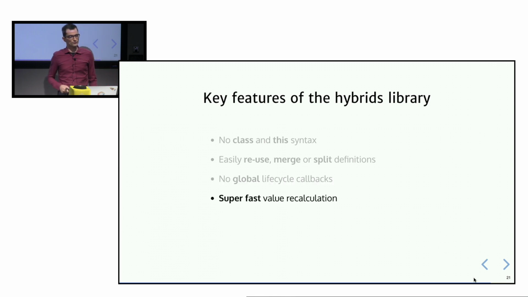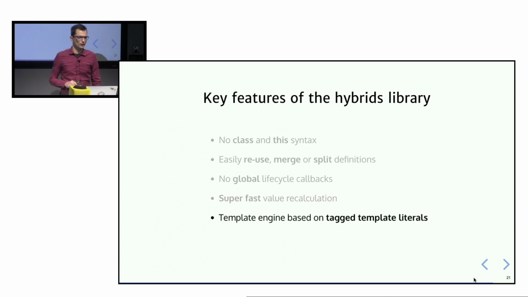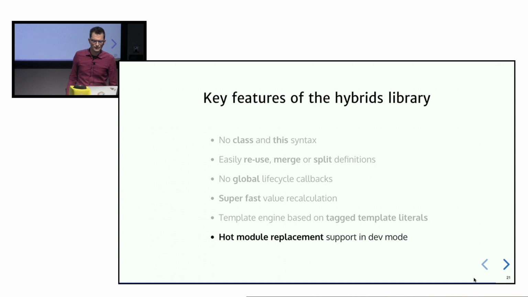It's also super fast value recalculation because even the render is just a property. So if the dependencies of render don't change, the render doesn't have to be done. There are also two points that I couldn't cover here. This library also has a template engine based on tagged template literals, which is really fun and has some really unique ideas there. And I also wanted the library to be really good for developers. So I think it's the first library which allows hot module replacement in dev mode for creating custom elements.